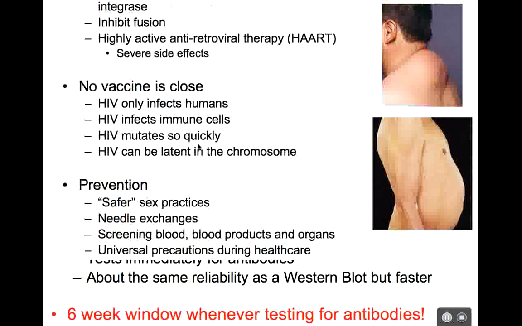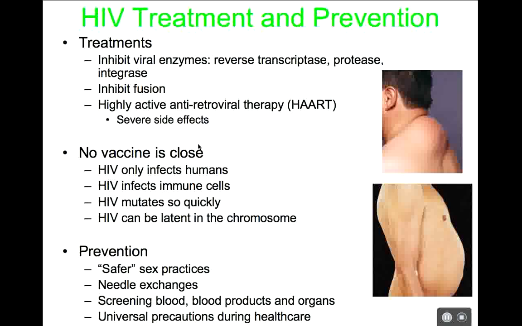Treatments and prevention here. Treatments for HIV. HIV does give us some more treatment possibilities than most viruses do. Because we have those enzymes that are specific to HIV, we have reverse transcriptase, we have protease, we have integrase. Because of that, we do have possible targets. And so there are treatments that target reverse transcriptase. That's what AZT does. There are drugs that target protease, called protease inhibitors. There are drugs that target integrase because of those unusual enzymes.